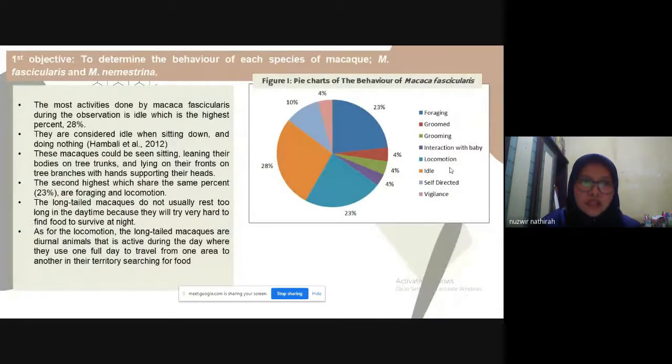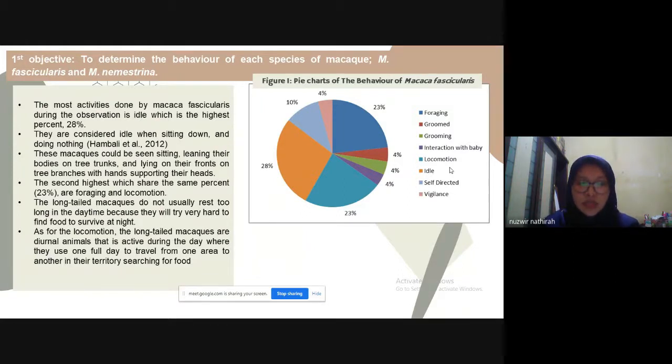As mentioned in the first objective, the most activity done by Macaca fascicularis during the observation is idle, which is the highest percentage. They are considered idle when sitting down and doing nothing. This macaque could be sitting, leaning their bodies on the tree trunk and lying on the front on tree branches with hands supporting their head. The second highest, which share the same percent, are foraging and locomotion. The long-tail macaques do not usually rest too long in the daytime because they will try very hard to find food to survive at night.